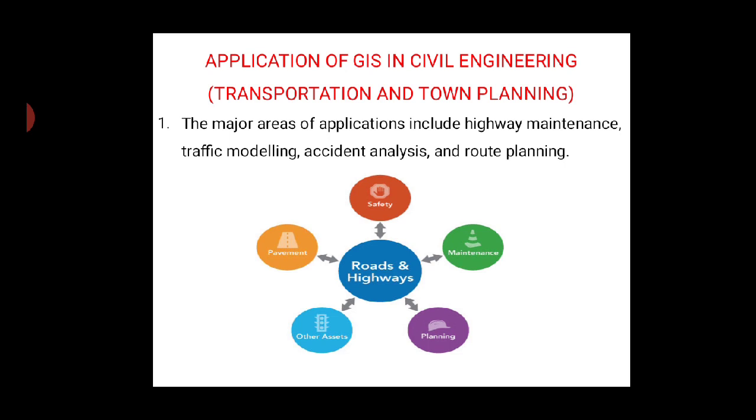But how is it useful in civil engineering? Basically in terms of transportation and town planning. The major areas of application include highway maintenance. Any highway which has to be maintained is studied with the help of the maps that are available in the form of geospatial data. Then traffic modeling can be done. How much traffic is present on which type of street is studied, and respective outputs are obtained after the spatial analysis. Then accident analysis can be done, and route planning can be done. So this is how it is useful in terms of transportation.